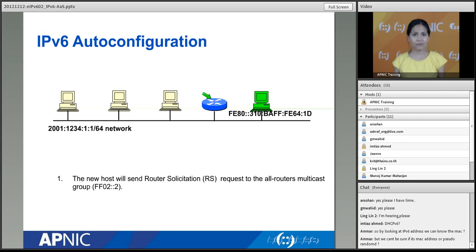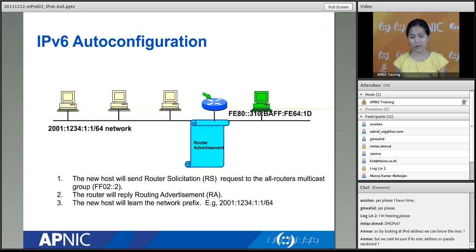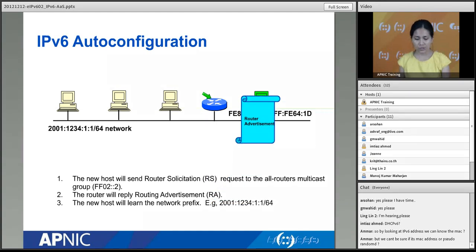The last 64 bits is again based on EUI-64. That's the same case with router advertisement. You are only advertising a prefix assigned to this block, and the machine is in charge of the rest. So what you'll do if you want to get a unique local or a global address is you do a router solicitation.